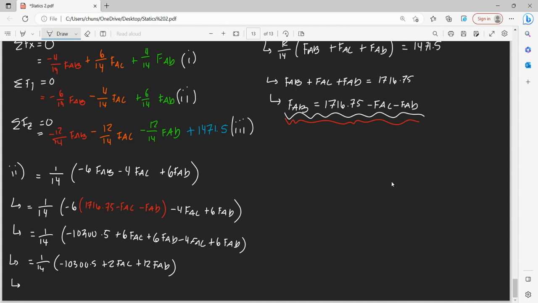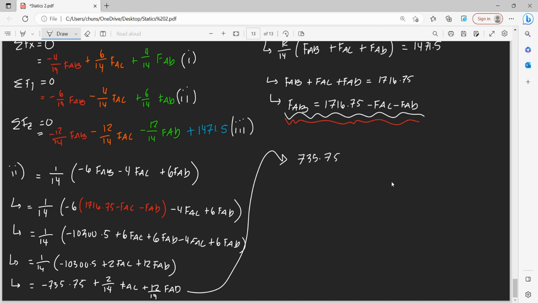Okay, and let's distribute that 1 over 14 in there. It's equal to negative 735.75 plus 2 over 14 FAC plus 12 FAD over 14. Okay, still a little more to go. Hopefully you're following along.